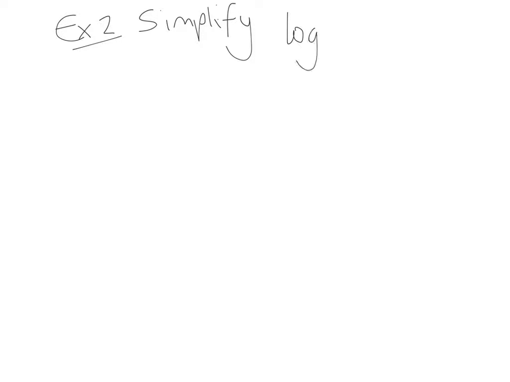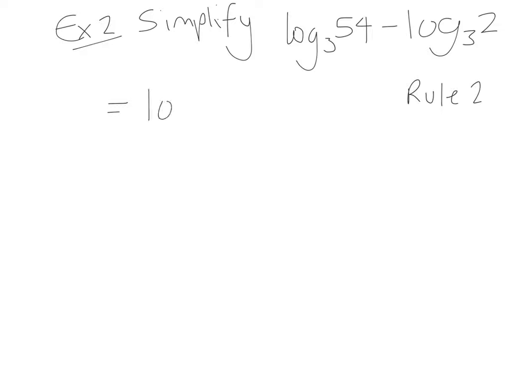Log to the base 3 of 54 minus log to the base 3 of 2. So this time our bases are both 3 and we have a subtraction between the logs, so we are using rule number 2. So we would have log to the base 3 and we want to do 54 divided by 2. So that gives us log to the base 3 of 27.